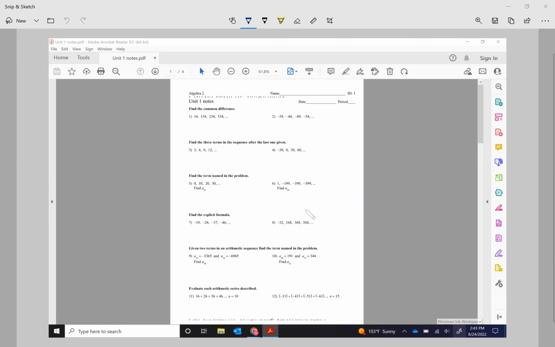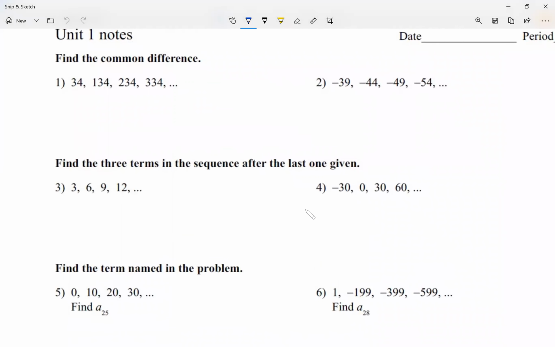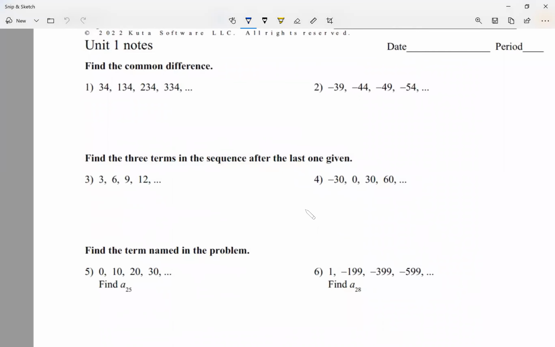So this unit, we're going to be starting with what we called arithmetic sequence. What it is, an arithmetic sequence is basically we start with a number and I keep on adding the same thing or I keep on subtracting the same thing. So for our first lecture, I'm going to be working questions 1 through 6.